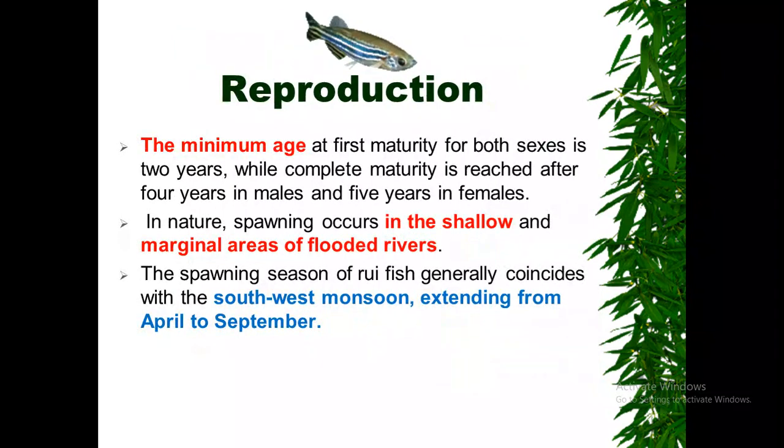Now reproduction. The minimum age at first maturity for both sexes is 2 years, while complete maturity is reached after 4 years in males and 5 years in females. In nature, spawning occurs in the shallow and marginal areas of flooded rivers. The natural breeding place of rui fish is the river.